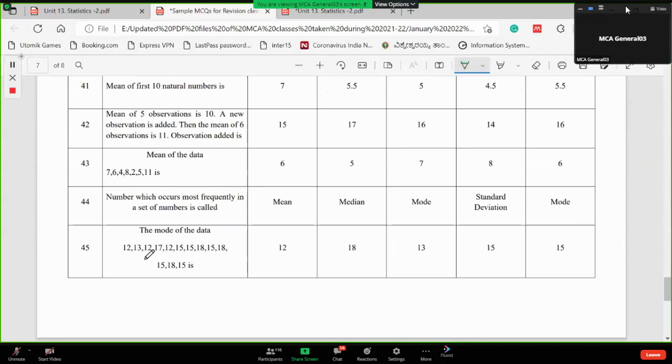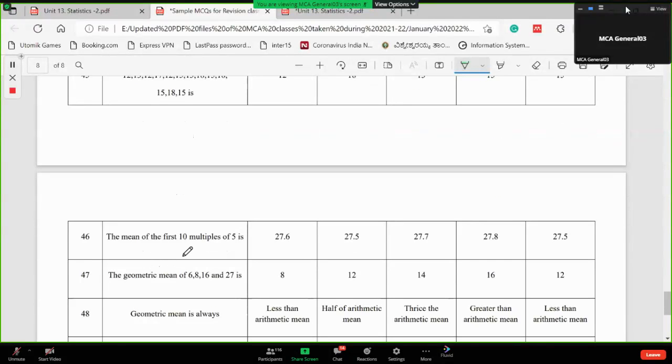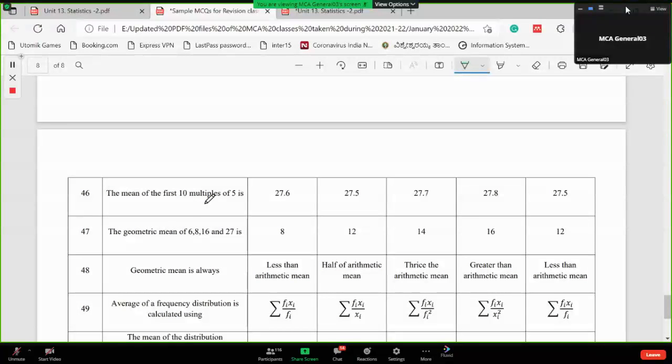This question 45, you have to check. I don't know whether it is 15 or any other number. Is 12 appearing more number of times? Then you have to make a correction. Mode is a number which is going to appear most number of times. That is called mode. The mean of the first 10 multiples of 5: 5, 10, 15, 20, 25, 30. You have to add them, you are right.